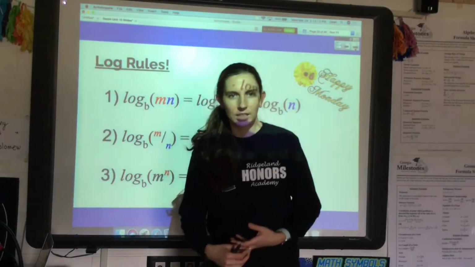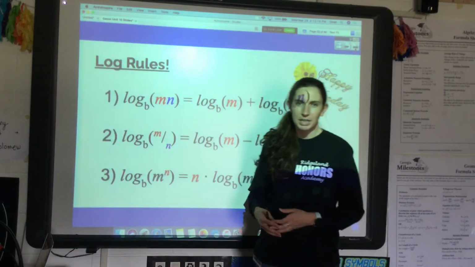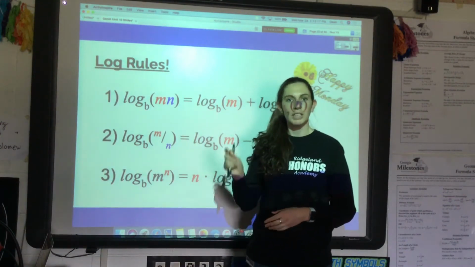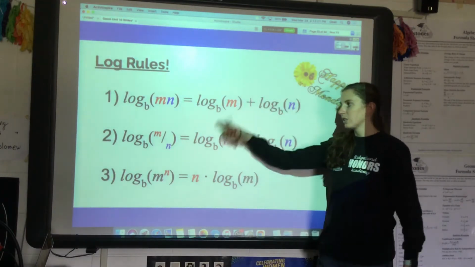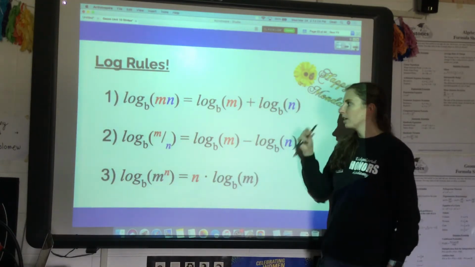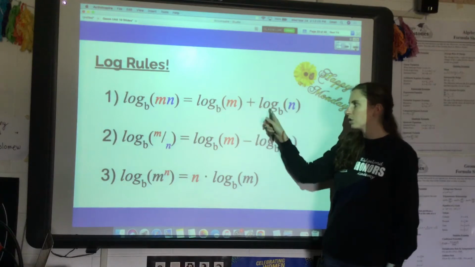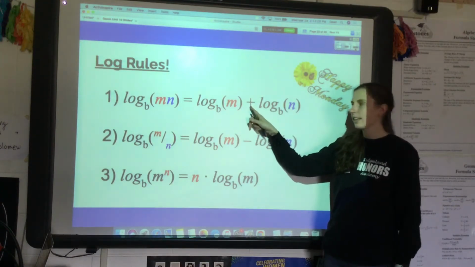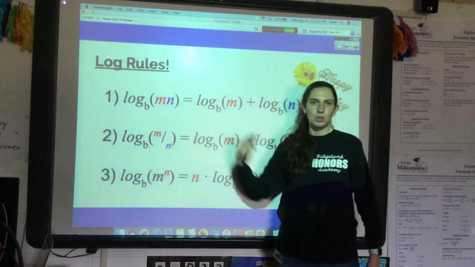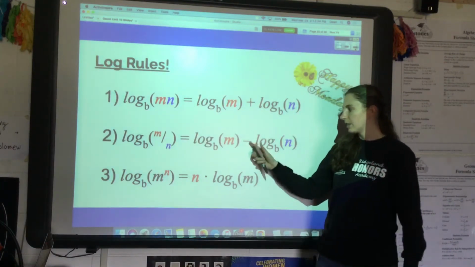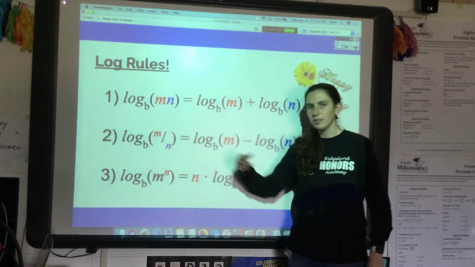So in this video, we're going to talk about how to solve an exponential equation using logarithms. In the last video, we talked about these 3 log rules, which allow you to condense. If you have 2 logs that are being added together and they have the same base, you can combine them with multiplication. If it's subtraction, combine it with division.